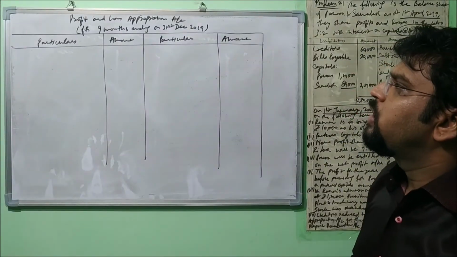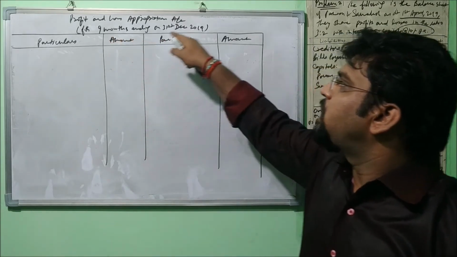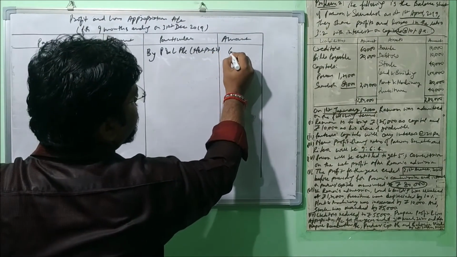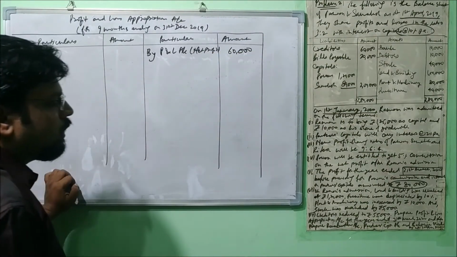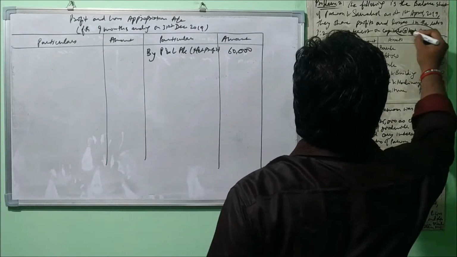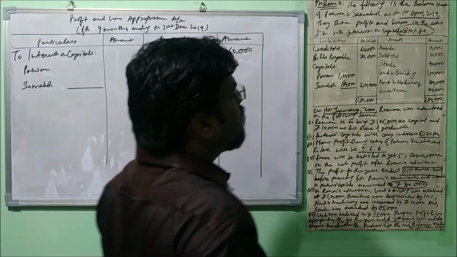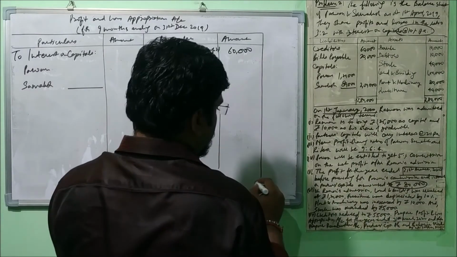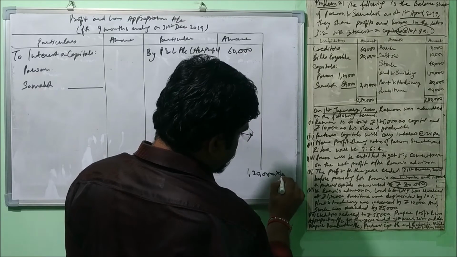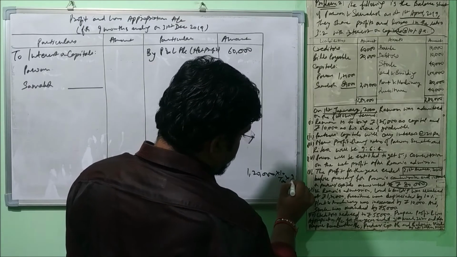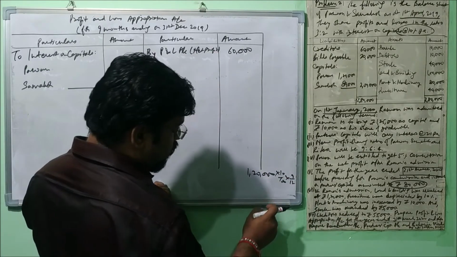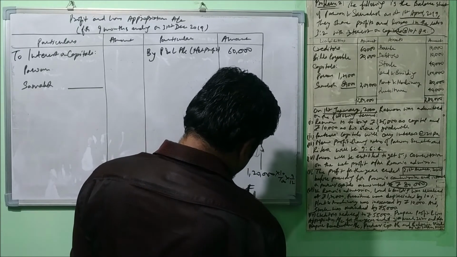This is the format of the profit and loss appropriation account for 9 months ending on 31st December 2019. As I told you, for 9 months we will take the net profit as 60,000. Now we need to do the adjustment, and there is only a single adjustment, which is the interest on capital. The rate given is 10% per annum. If we calculate on 1,20,000 at 10%, it will be calculated for 9 months: 1,20,000 multiplied by 10 by 100 multiplied by 9 by 12. So if we calculate that, it comes out 9,000.